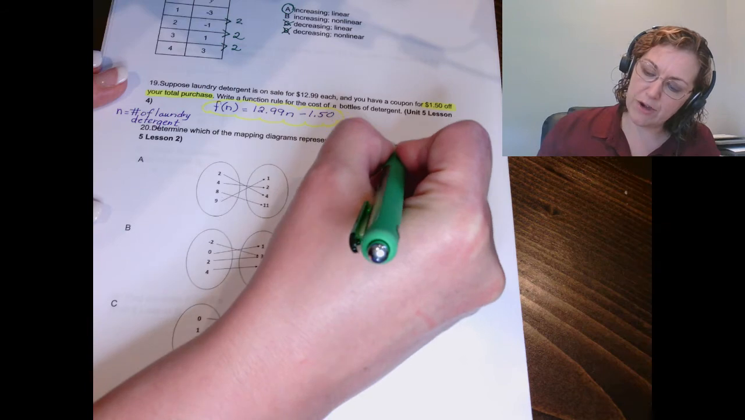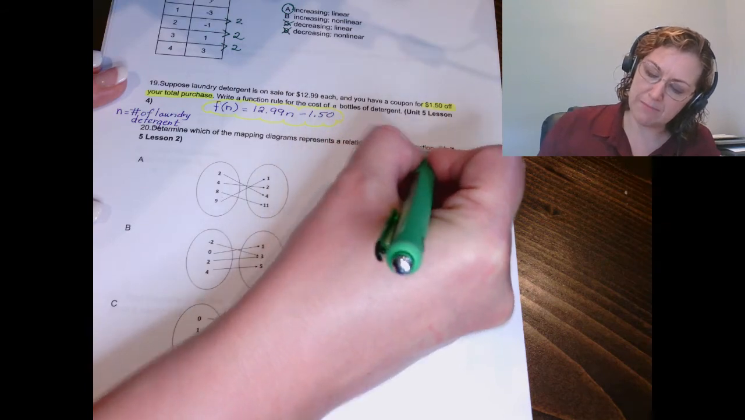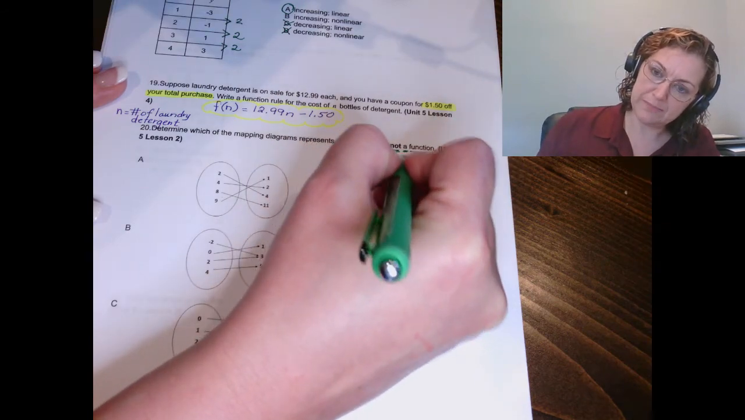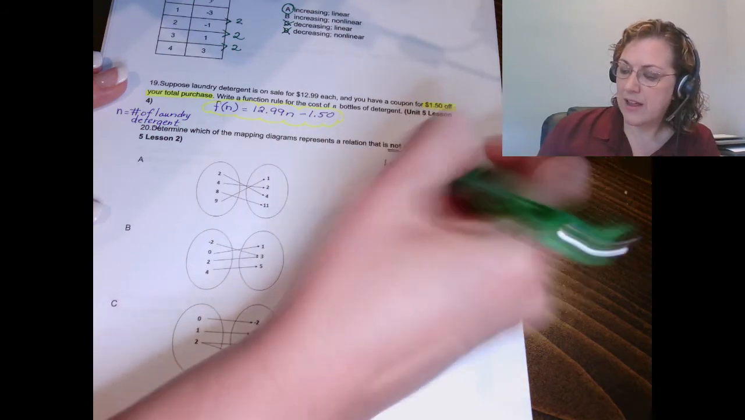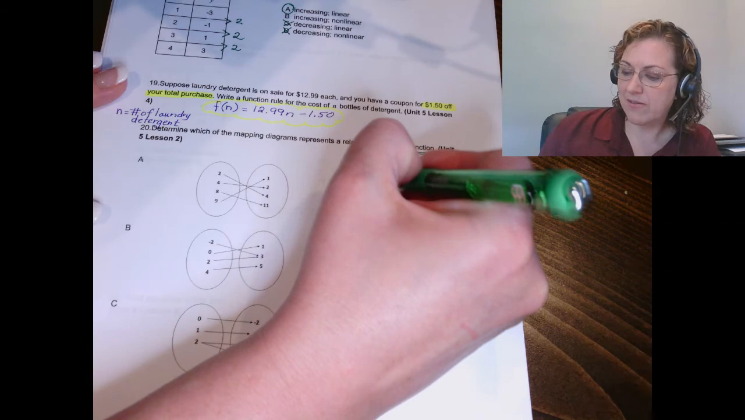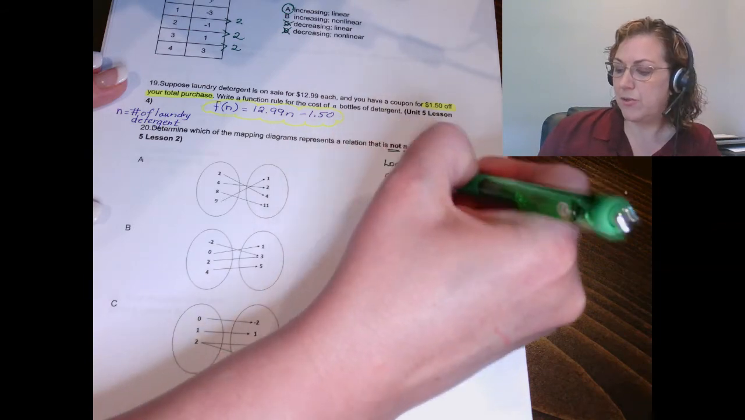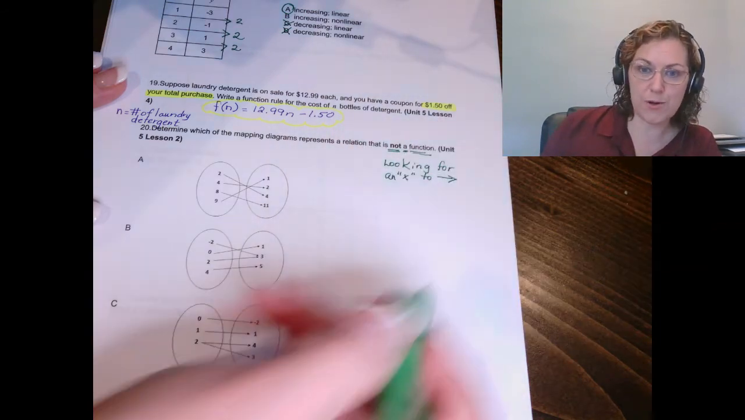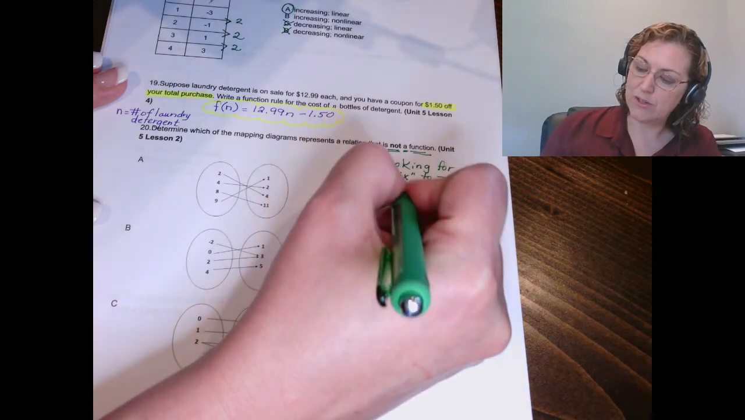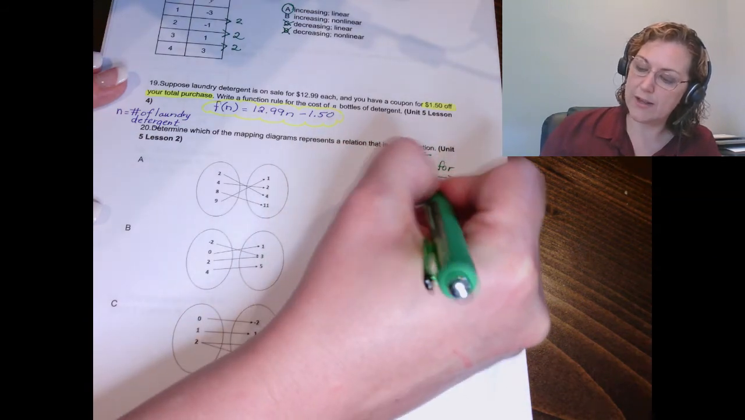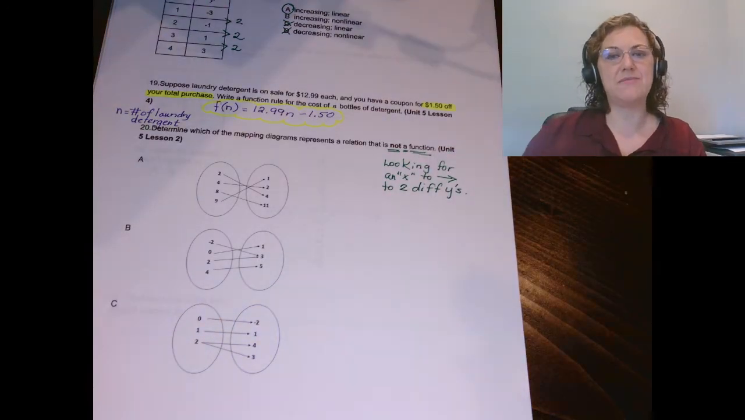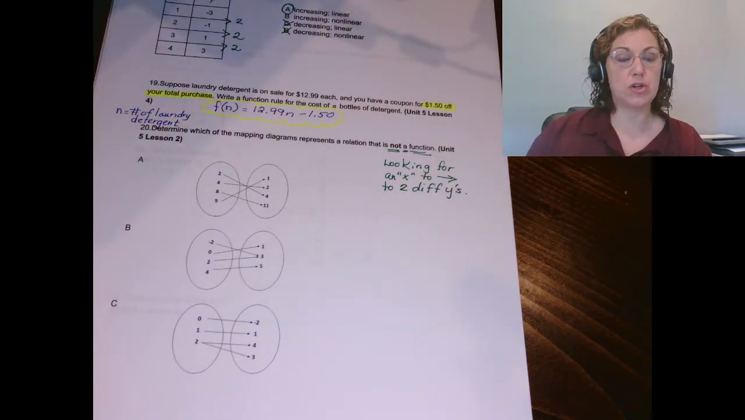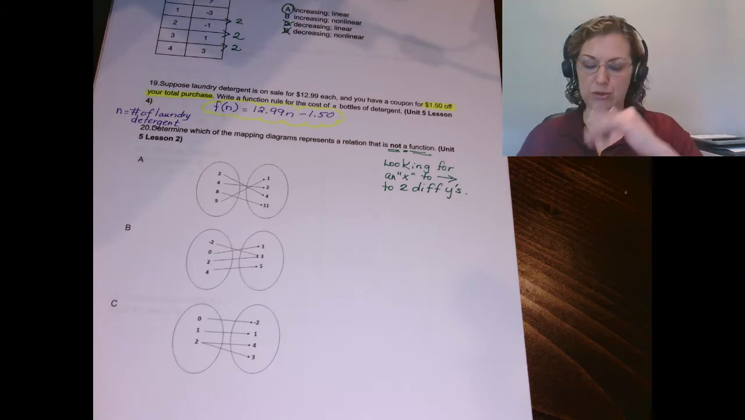When you are looking for not a function, you are looking for an x to arrow to two different y's. And I abbreviated two different y's. So you're looking for an x to go to two different y's.